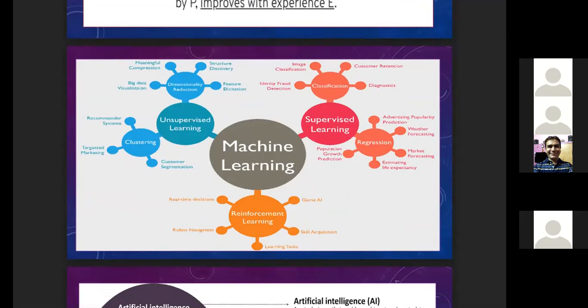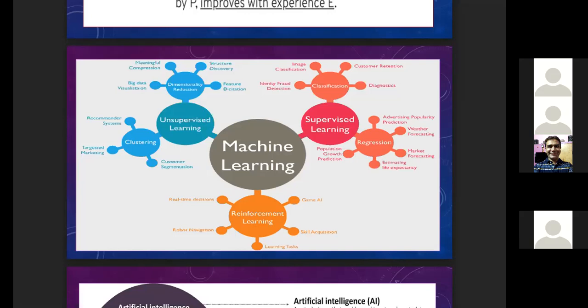Unsupervised is basically you are given a target and you are given a time frame. Now you have to complete it. How are you going to do it? You are provided with a specific tool set. There won't be any continuous upgradation or learning from the user's perspective or the machine's perspective. Okay, then comes supervised learning.